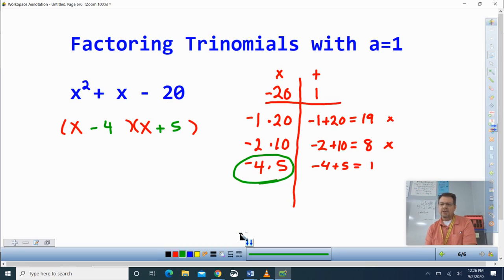So that's just a few examples of factoring trinomials when the beginning term has an a equals 1. It's helpful as always. Later.